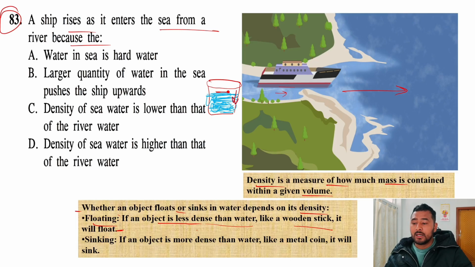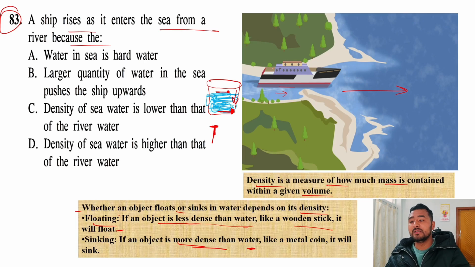Why? Because this matchstick is less dense than water. Water has higher density than this matchstick. Take another example. If you have a nail, which is made up of iron. So if you put this nail here, what will happen? This will sink. Why? Because this nail has higher density, more dense than water.